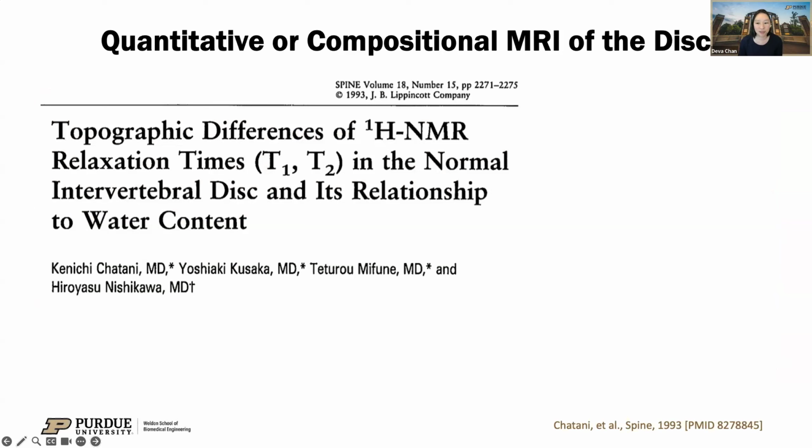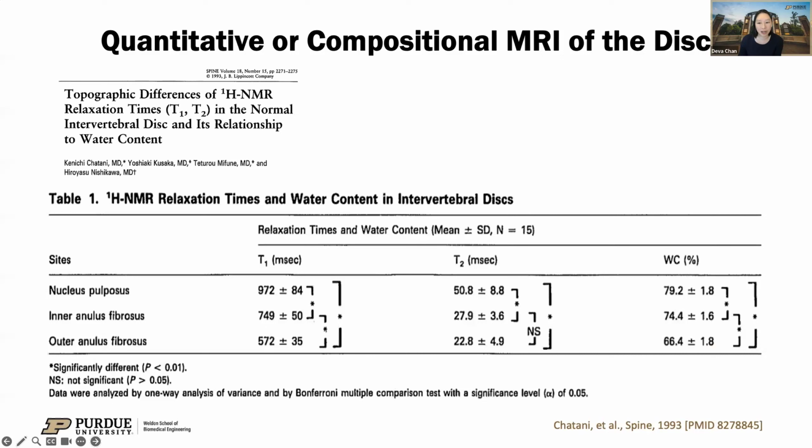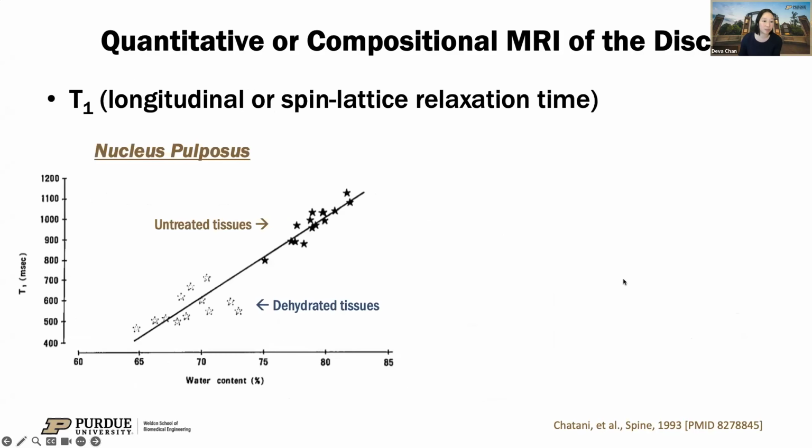And they used 15 discs from humans, and they found that there was a statistical difference when they looked at the differences in T1 as well as T2 as well as water content between the nucleus pulposus and the inner and outer annulus fibrosus. And what really piqued their interest, I think, was the fact that these statistical differences were very similar between T1 as well as T2 and the water content. And that led them to look further into the direct correlations between the two.